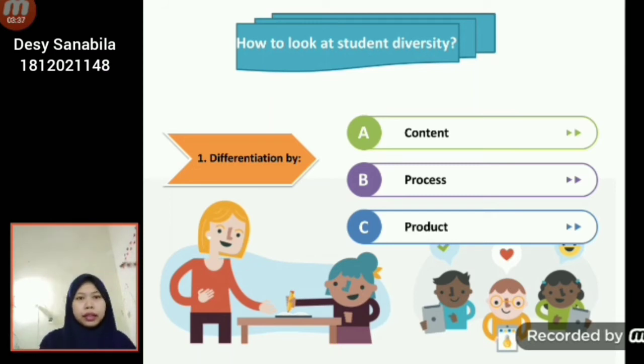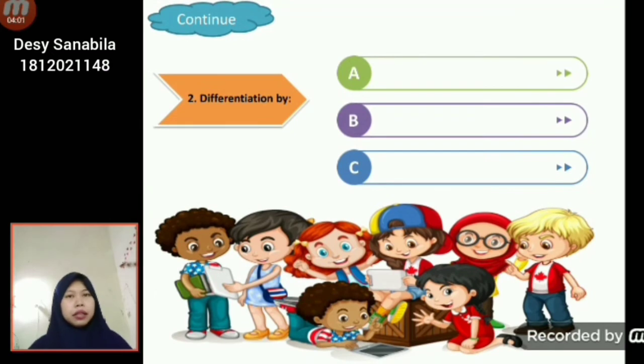And products. Product was referred to as the assessment or evaluation criteria used to determine what students have learned and understand. Usually, product will focus on large sections of material in learning. And next is differentiation by student readiness.